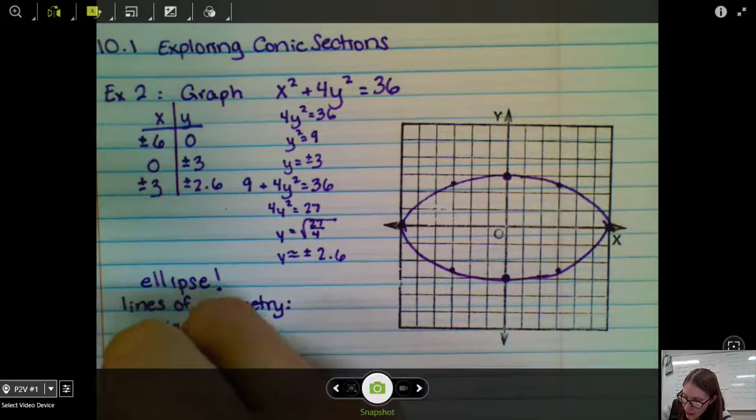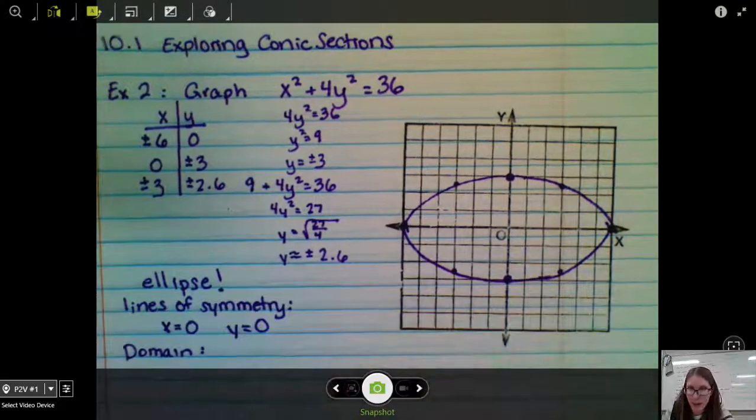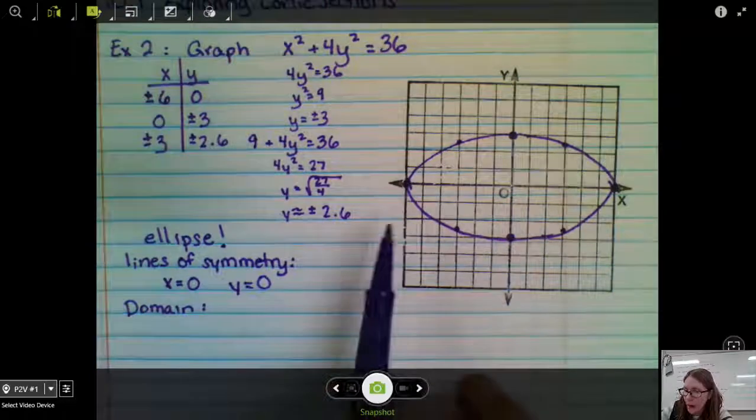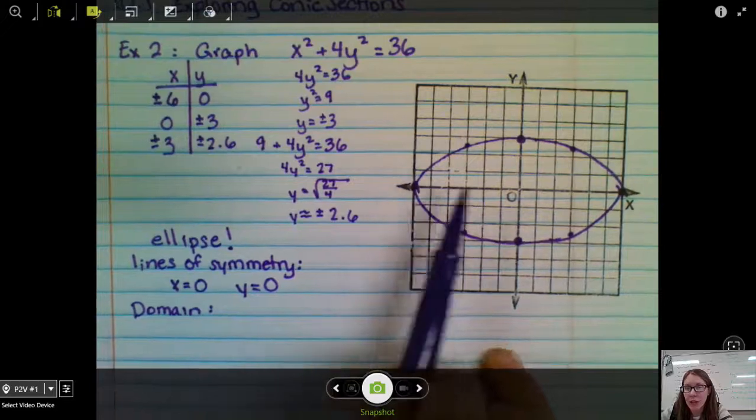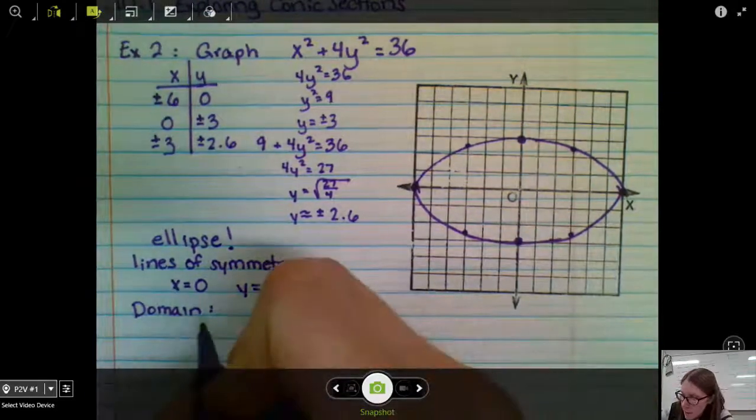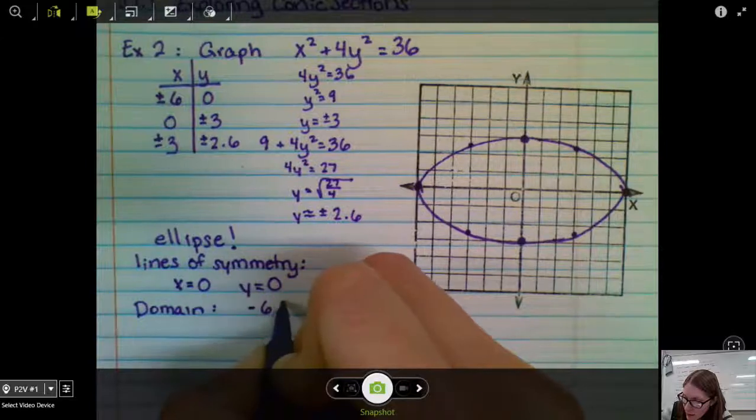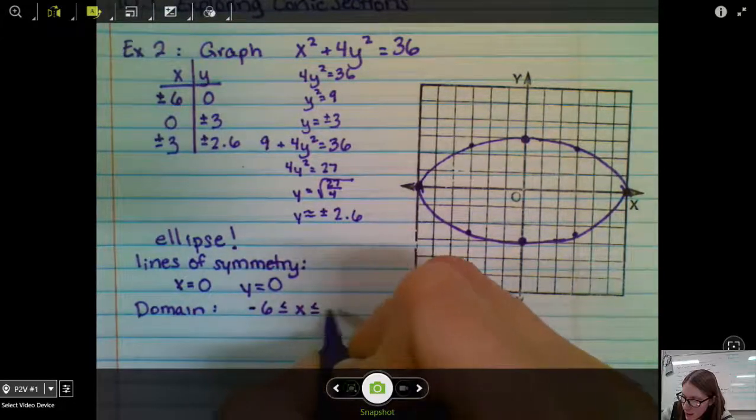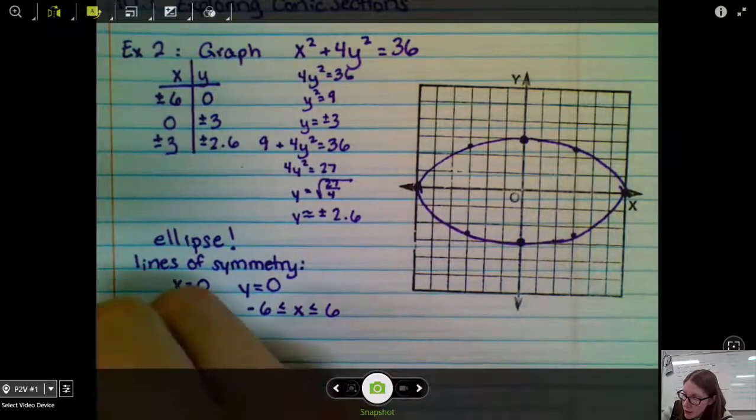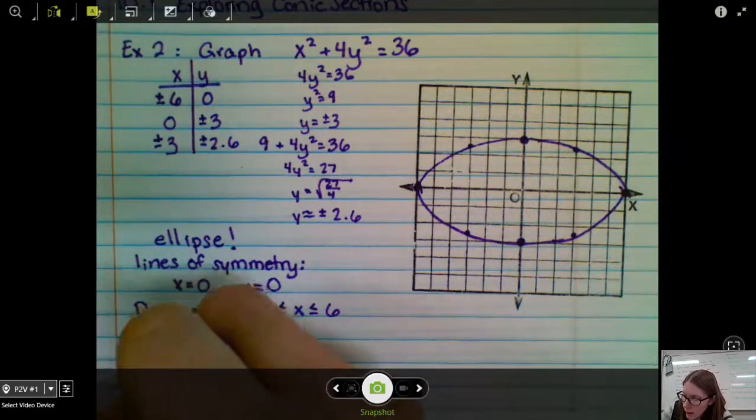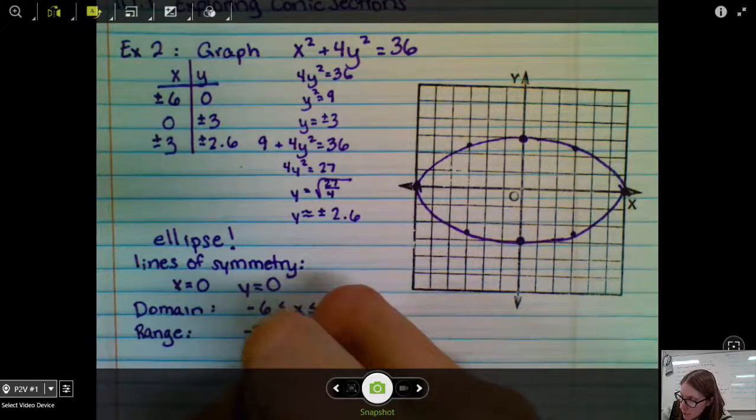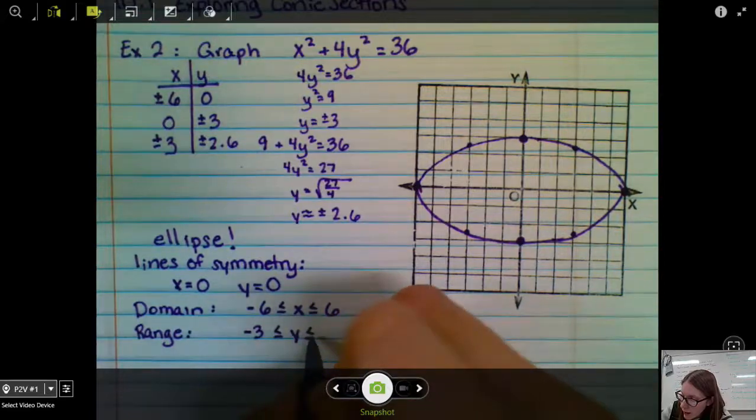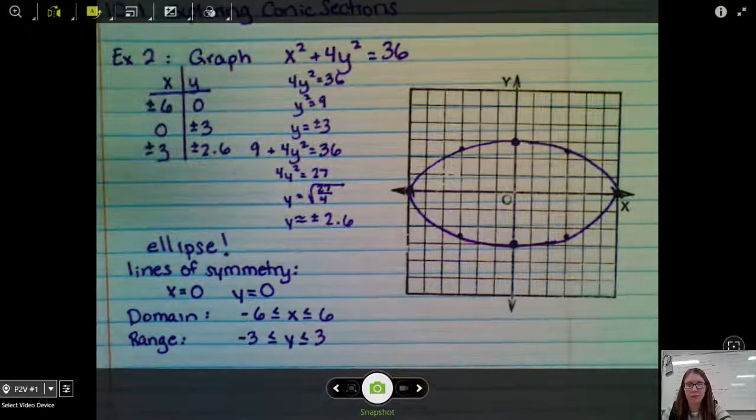And then domain and range we can figure out just like, again, any other graph, any other equation. Our domain, looking at our x values again, the smallest x value we have is -6, the largest is +6. So that tells us our domain, x has to be between -6 and 6. And then our range, same idea but looking at our y values. Lowest y value we have is -3, the highest is +3. Y has to be between -3 and 3.